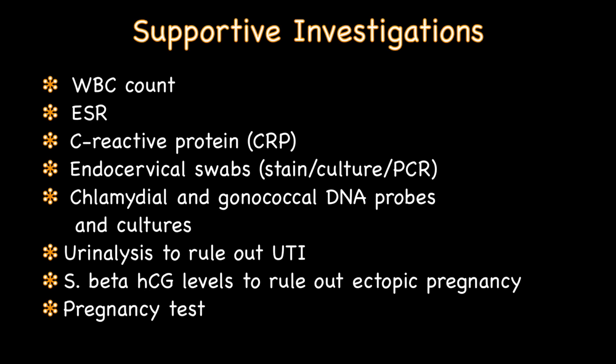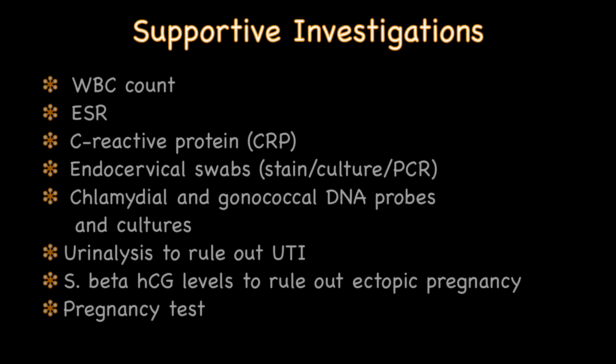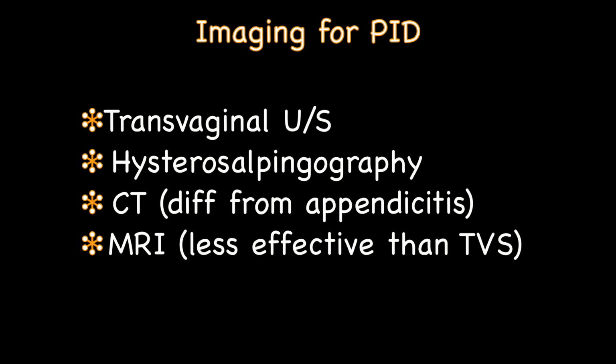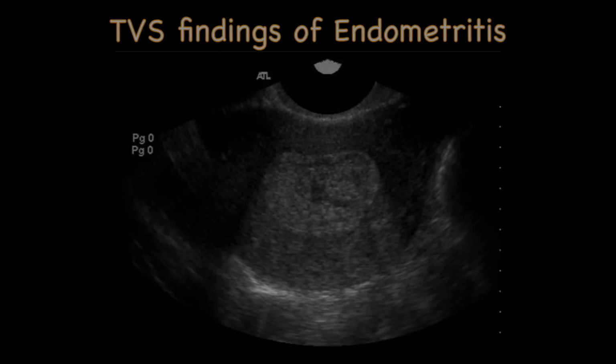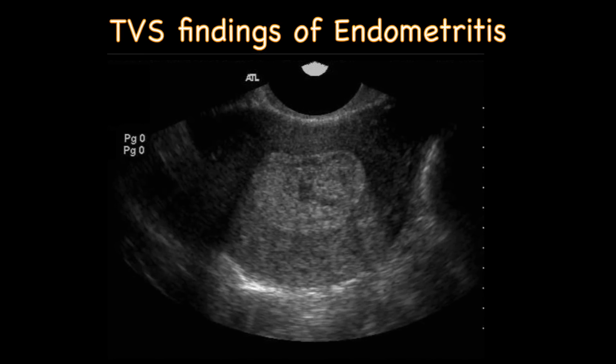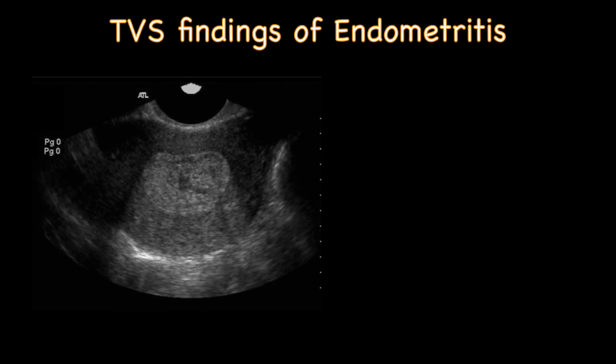Other investigations done to support the diagnosis include WBC count, ESR, C-reactive protein, chlamydial and gonococcal DNA probes and cultures, urinalysis to rule out urinary tract infection, and pregnancy tests or serum beta hCG levels to rule out ectopic pregnancy. Imaging studies such as ultrasonography, hysterosalpingography, CT scan and MRI may be helpful in unclear cases. First, I will talk about the role of transvaginal sonography in the diagnosis of pelvic inflammatory disease.